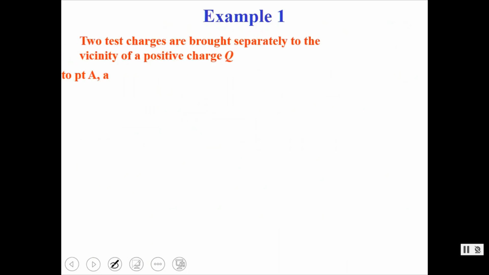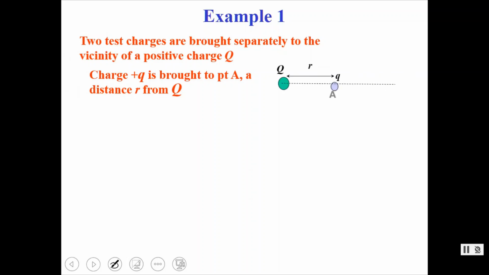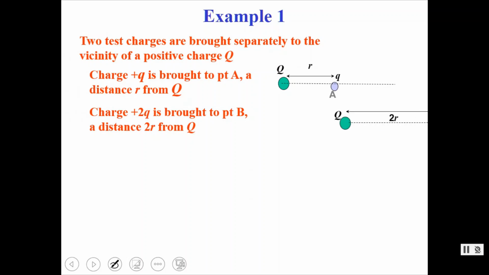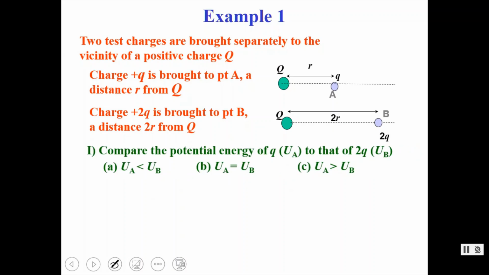So here's an example. You have 2 test charges brought separately to the vicinity of a positive charge Q. In the first case, you have Q present there, and you're going to bring little q into point A. And then you're going to bring 2Q into a position relative to point B. And we want to compare the potential energy of q to that of 2Q so that they're independent. So pause, figure that one out.